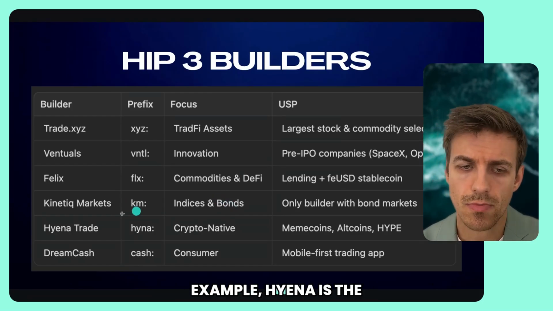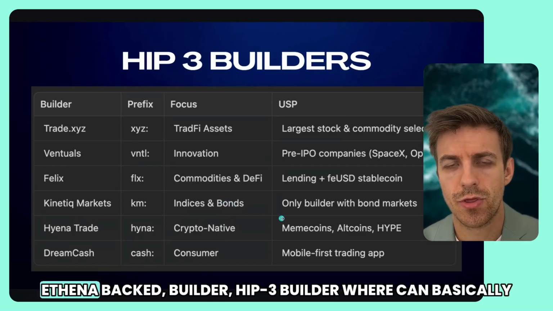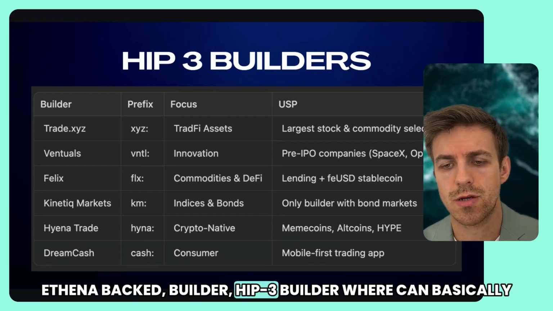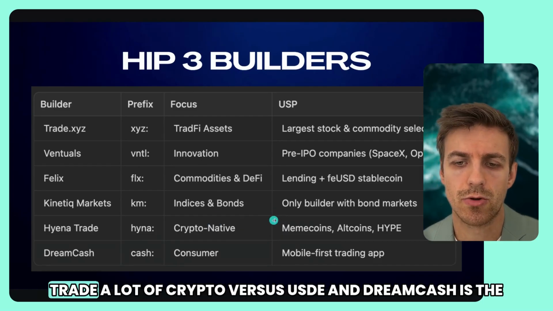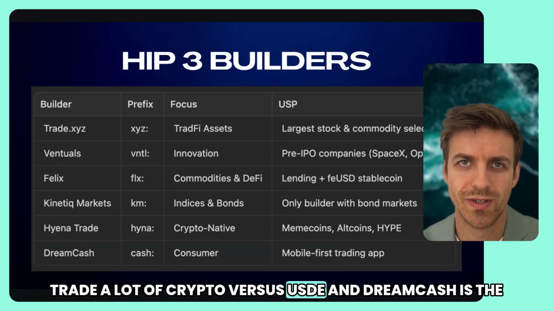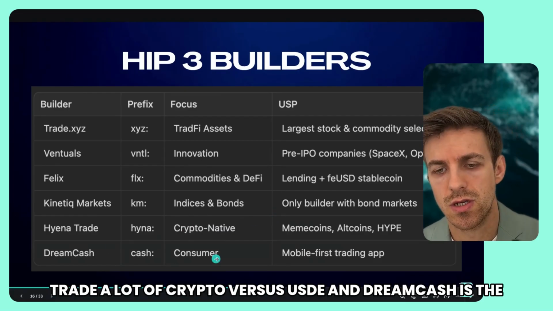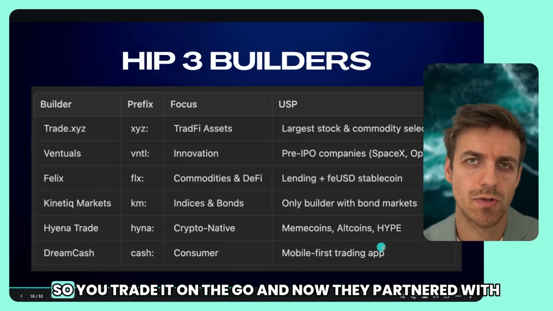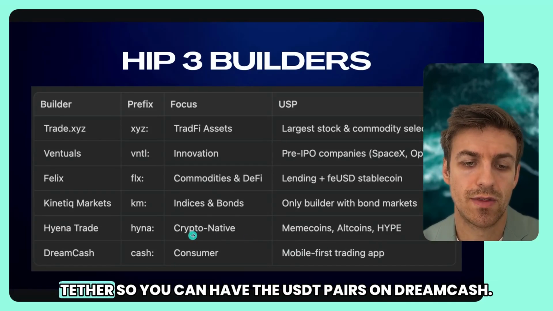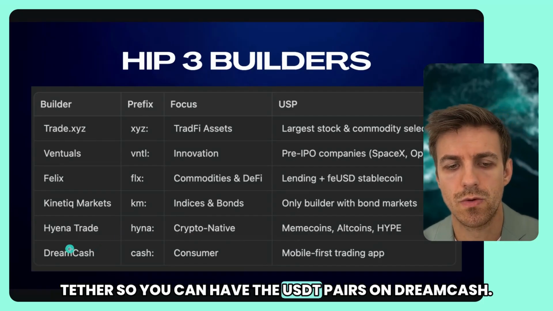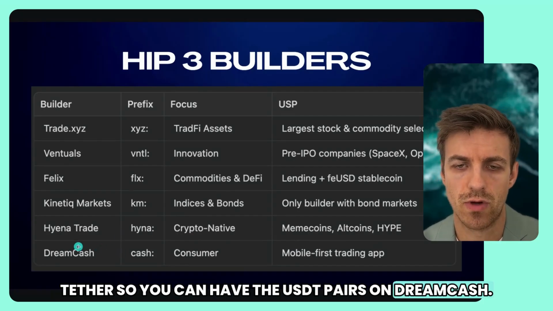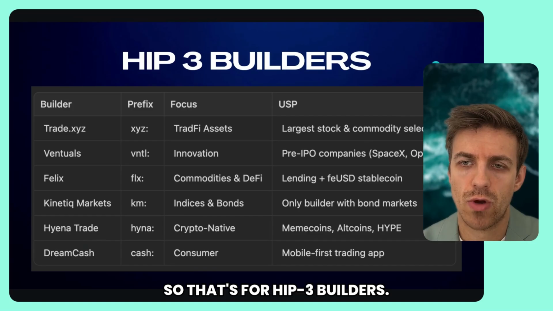For example, Hyena is the Ethena-backed HIP-3 builder, where you can basically trade a lot of crypto versus USDE. And Dreamcash is the mobile-first trading app, so you trade it on the go. And now they partnered with Tether, so you can have the USDT pairs on Dreamcash. So that's for HIP-3 builders.